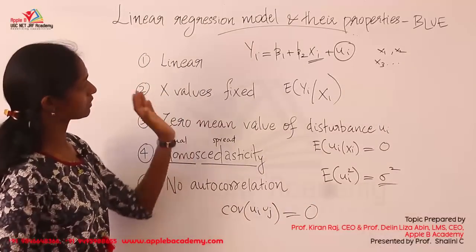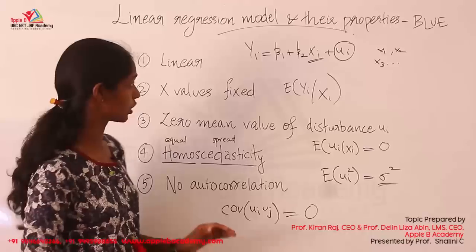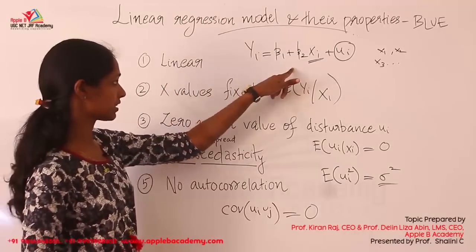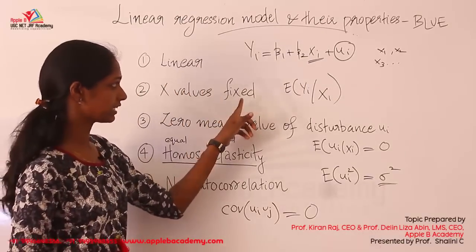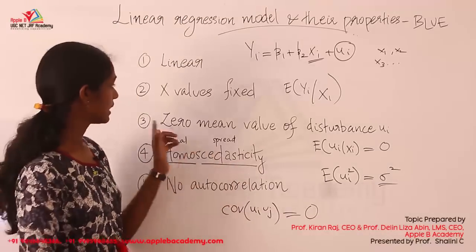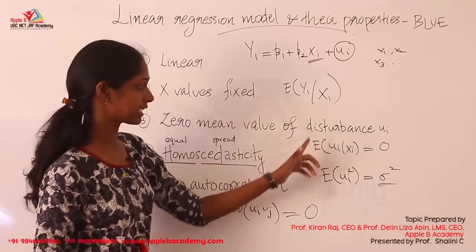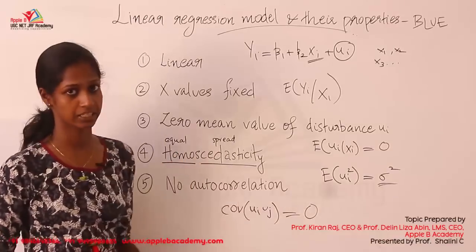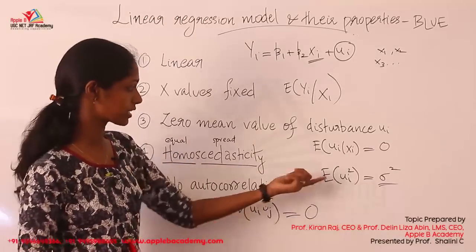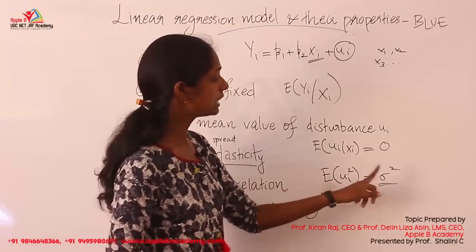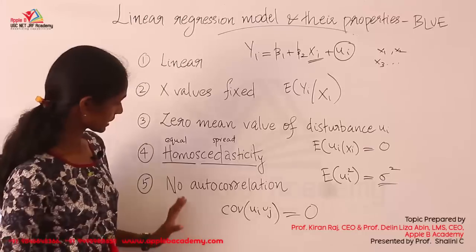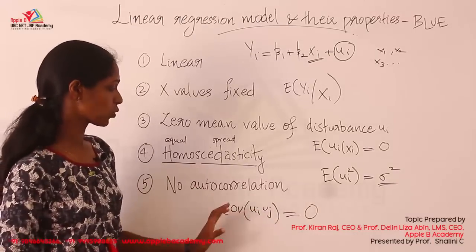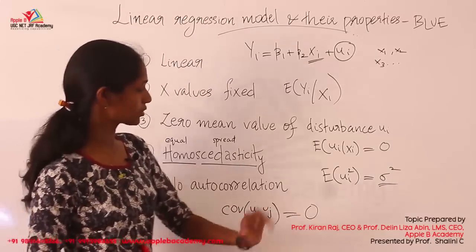These are the first 5 assumptions of the classical linear regression model. It is linear in its parameters. The x values will be fixed in conditional or repeated sampling. Zero mean value of disturbance ui, that is expectation of ui given xi is equal to 0. It is homoscedastic, that is there is only uniform variance, so expectation of ui square will be equal to sigma square. And there is no autocorrelation, that is covariance of ui uj is equal to 0.